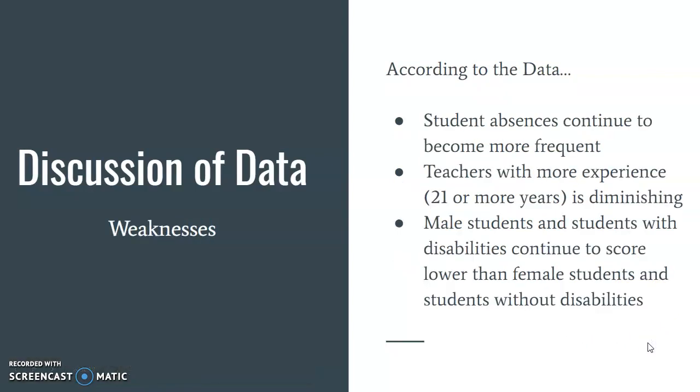There are some areas of weaknesses that we should be aware of moving forward, and they are that our student absences are increasing, teachers with 21 or more years of experience are slowly decreasing in percentage, and our male students and our students with disabilities continue to score lower than our female students and our students without disabilities.